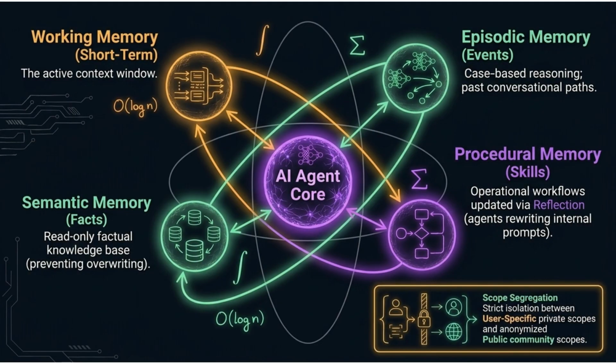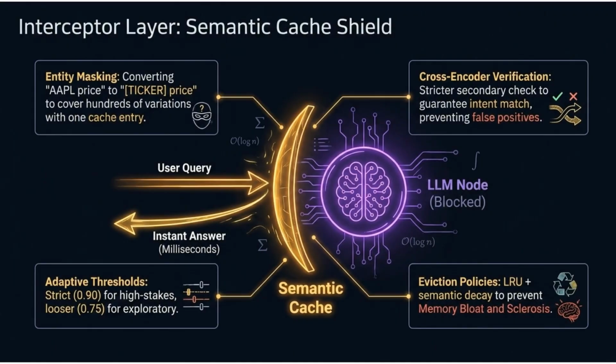An AI agent core uses different memory types: working memory for short-term context, episodic memory for case-based reasoning, semantic memory for factual knowledge, and procedural memory for operational workflows, updated via reflection. The interceptor layer, or semantic cache shield, provides an instant answer and reduces load on the LLM node. It uses entity masking, cross-encoder verification, adaptive thresholds, and eviction policies to maintain efficiency and accuracy.